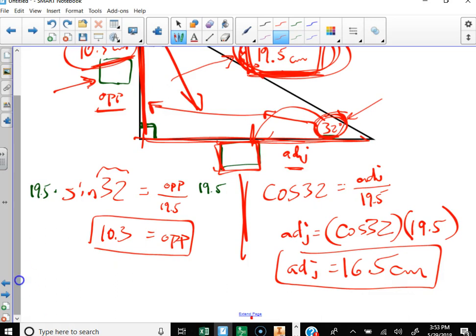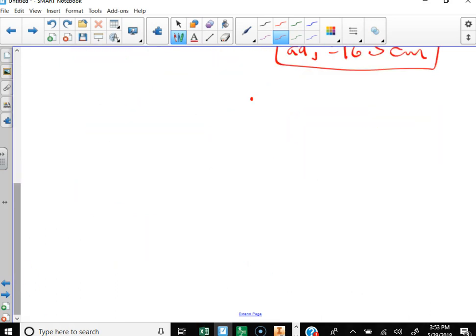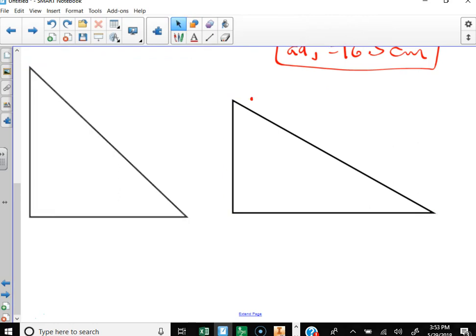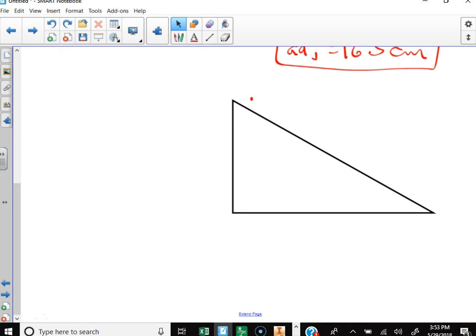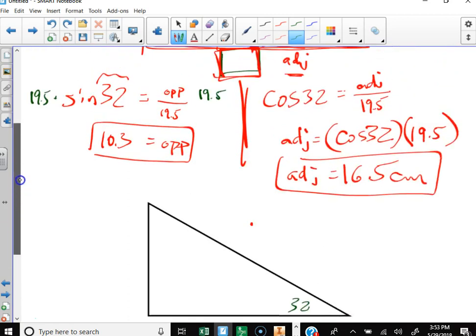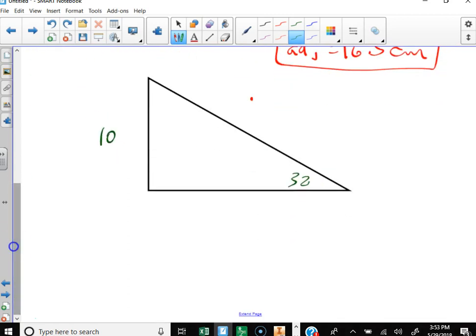What if, let's try another one. In fact, we'll even use the same numbers, or we could. We don't have to. Let's see. Yeah, I'll use the same numbers for now, because it really doesn't matter. So let's say I have my 32. And instead of giving me the hypotenuse, they give me the opposite, the 10.3 centimeters. Well, now I'm looking for the hypotenuse.